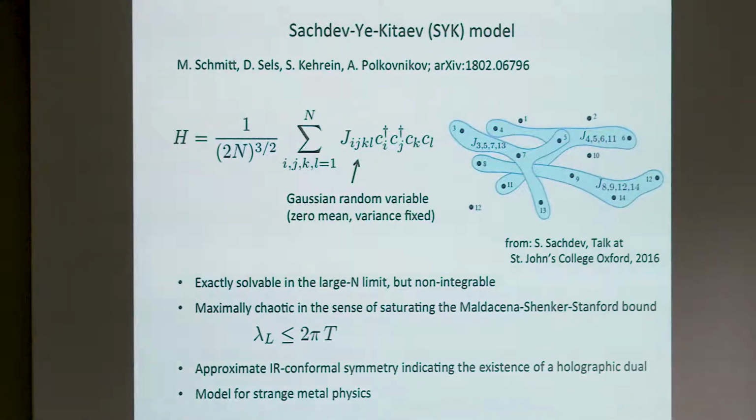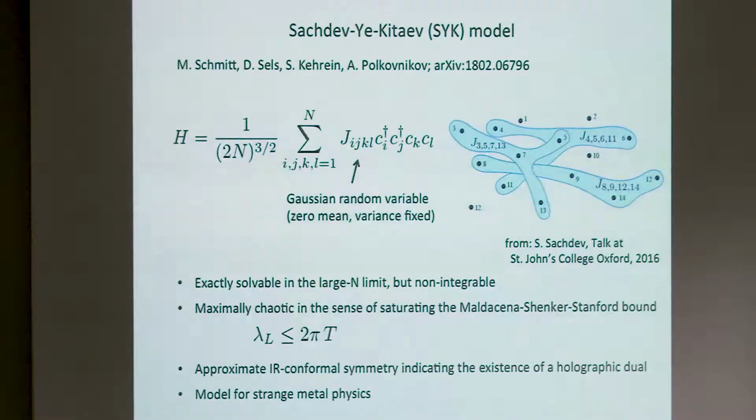It is non-integrable in the sense of level statistics, but it becomes exactly solvable in a way that one can make precise in this large n limit. It is maximally chaotic in the sense of saturating a certain bound for the Lyapunov exponents. It has some approximate infrared conformal symmetry, which indicates that there might be some holographic dual. So this is a really fascinating model to work with.